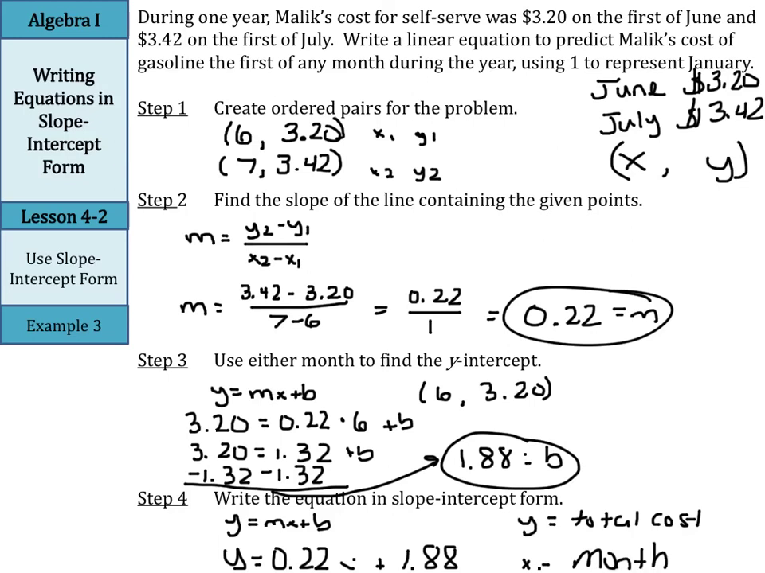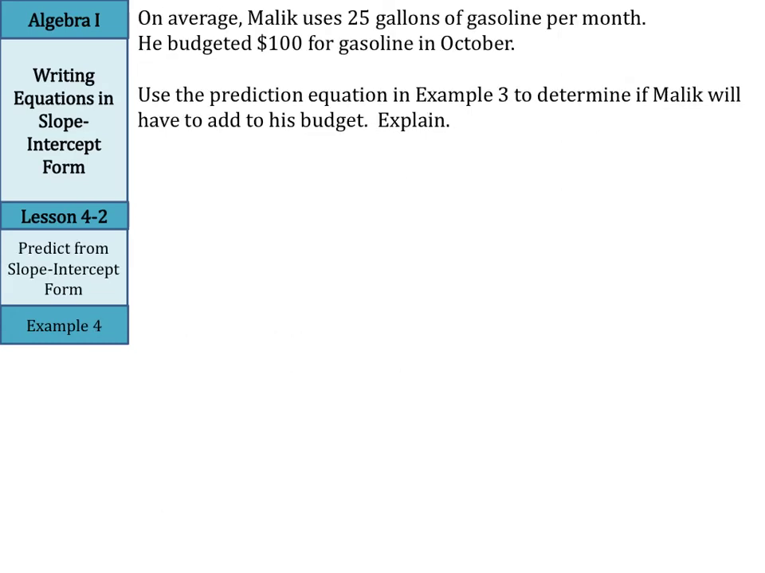Now we're going to use this equation in our next problem. On average, Malik uses 25 gallons of gasoline per month. He budgeted $100 for gasoline in October. Use the prediction equation in example 3 to determine if Malik will have to add to his budget, and explain. Well, remember, our equation is y equals 0.22x plus the $1.88. Now, October is month 10.